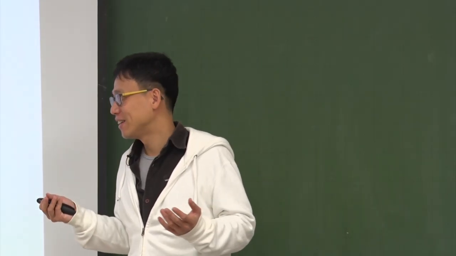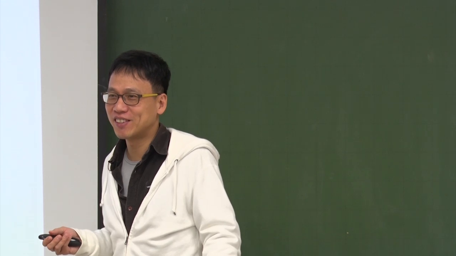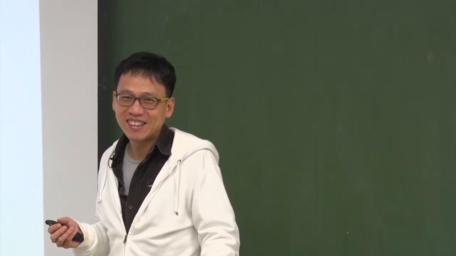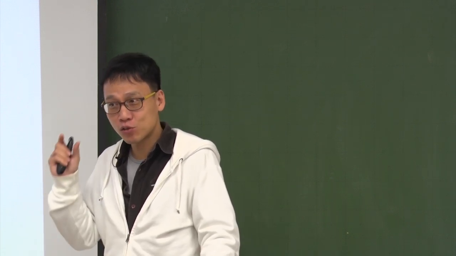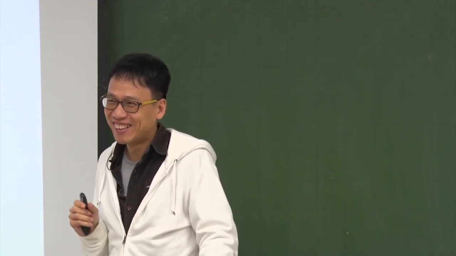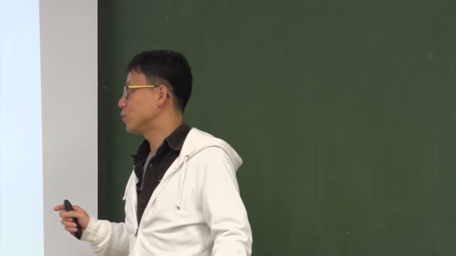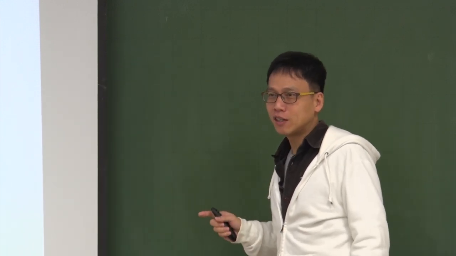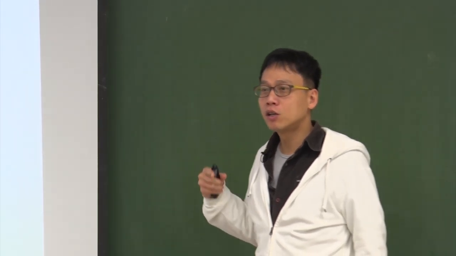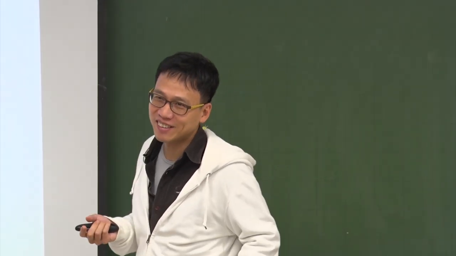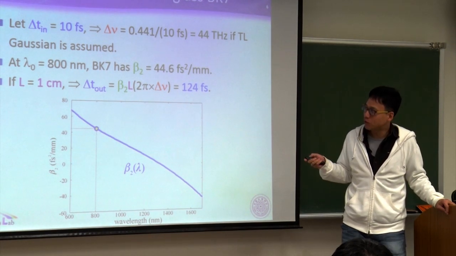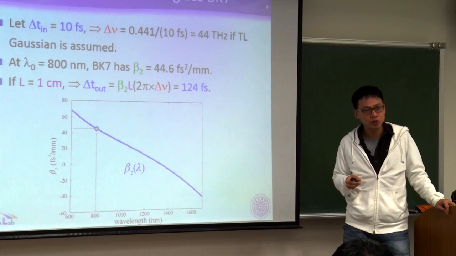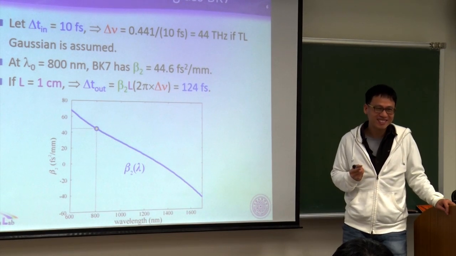So you can easily sense how serious the dispersion could be. Right? Just 1 centimeter thick glass. Okay, it's transparent, no absorption. And the induced dispersion is so huge, it can stretch your input pulse by 12 times. Let me ask you, what happens if the thickness is reduced to just 1 millimeter? What is the output pulse width?